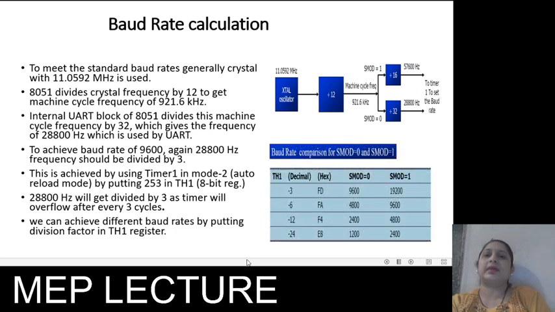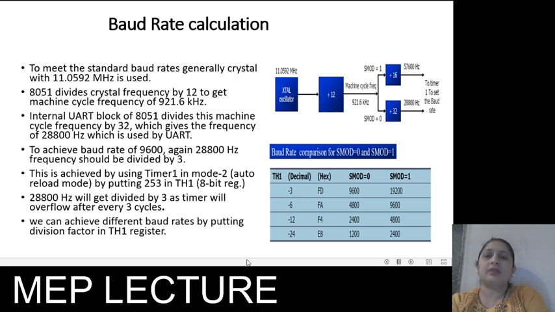What is that value? We can see in that table. If SMOD equal to 0 and if we want 9600 baud rate, what is the value of TH1? In hexadecimal FD, in decimal -3. If we want the baud rate 4800, what is the value of TH1? Decimal minus 6 and hex FA. When we want the baud rate 2400, then what is the value of TH1? F4 and minus 12. And when we go for the last baud rate 1200, the value in TH1 is E8 or in decimal minus 24.